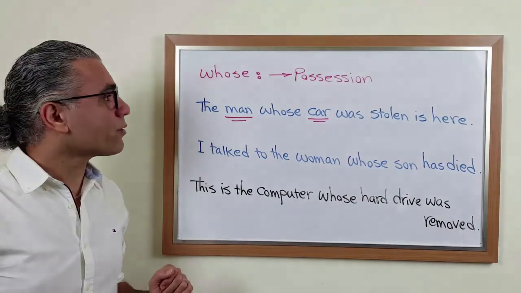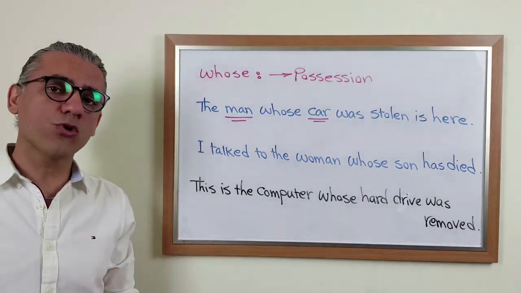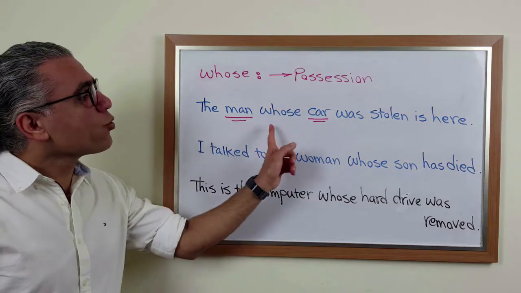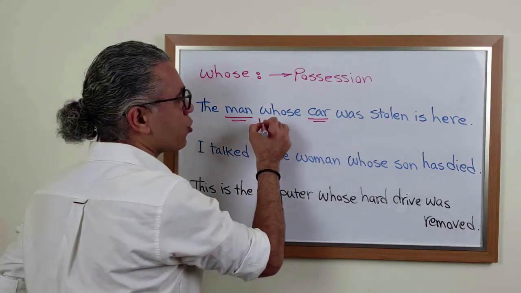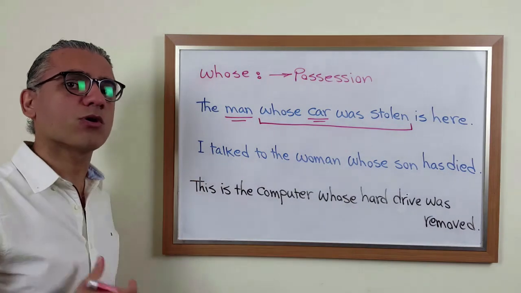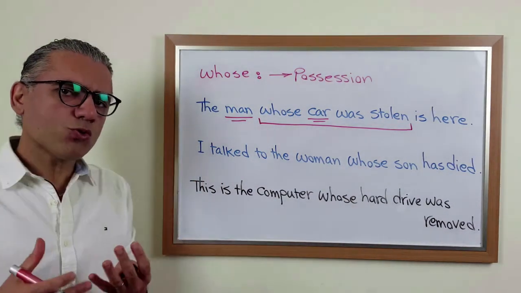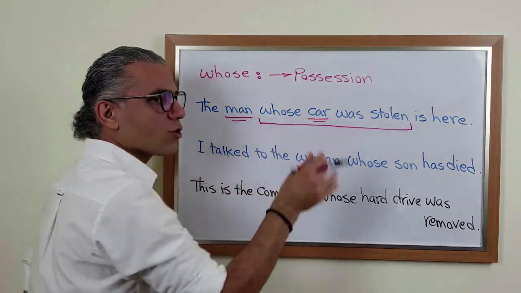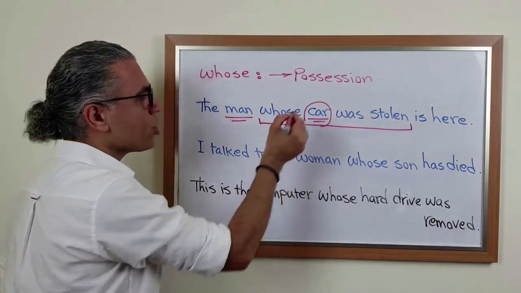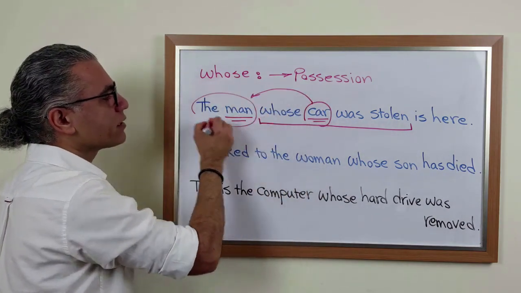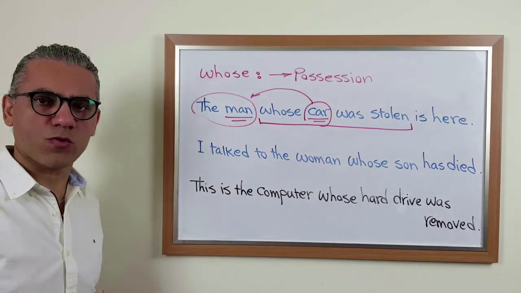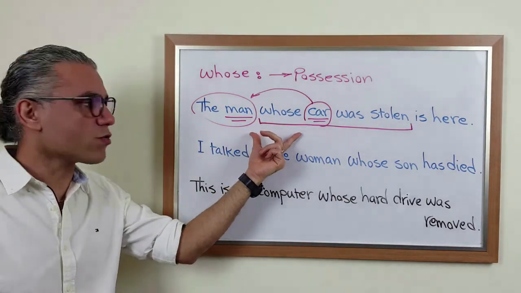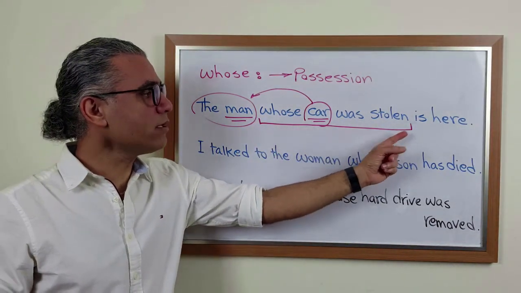The next relative pronoun is whose. We use whose when we want to show possession or belonging. The man whose car was stolen. First, whose car was stolen is our relative clause. But how could we tell if we need to use who or whose? It's very simple. Listen, the word or the phrase after whose should belong to the word or the phrase before whose. So now the car belongs to the man, so you could use whose. The man whose car was stolen is here.